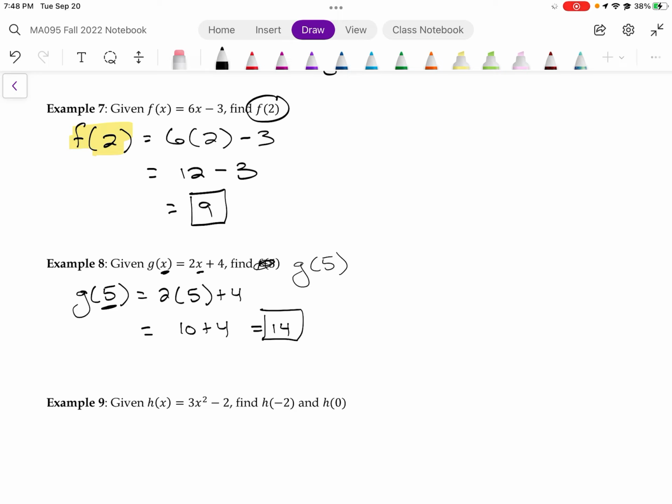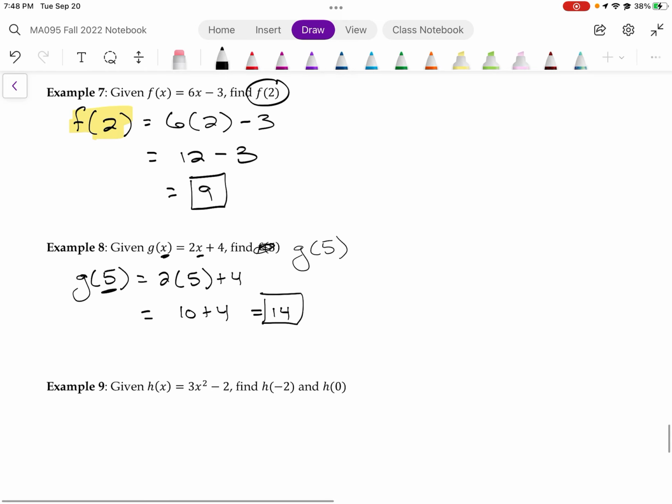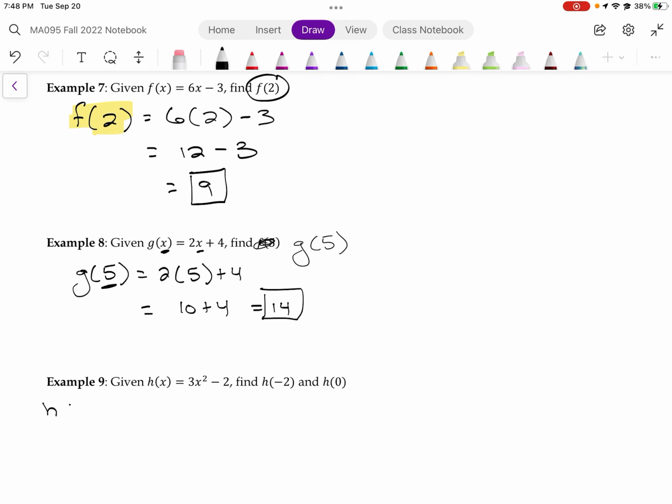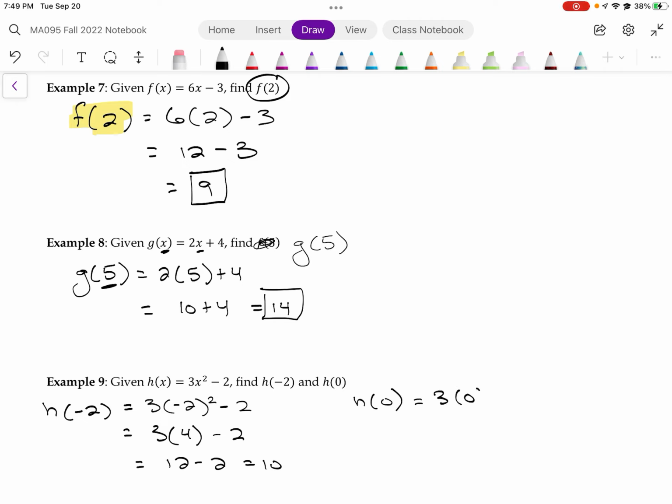All right, given h of x is this, 3x squared minus 2, find h of negative 2 and find h of 0. All right, so h of negative 2 equals 3 times negative 2 squared minus 2. All right, 3 times negative 2 squared is 4 minus 2. That's 12 minus 2, which is 10. All right, h of 0 is 3 times 0 squared minus 2, which is just going to be 0 minus 2, which is negative 2.